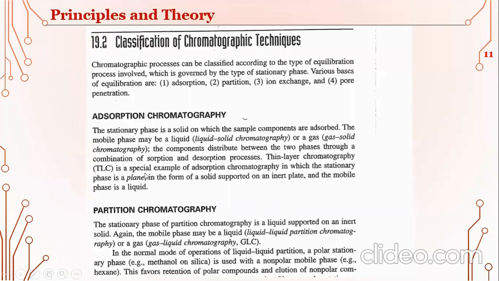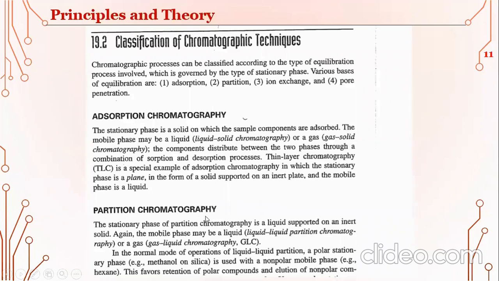Thin layer chromatography (TLC) is a special example of adsorption chromatography in which the stationary phase is a plane. So here the stationary phase is a plane, it will not be a column. It is in the form of a solid support on an inert plate, and the mobile phase is liquid. So in thin layer chromatography, the mobile phase is the liquid phase, and the stationary phase is a plane, with a solid support that will be an inert plate. So that's all about adsorption chromatography.